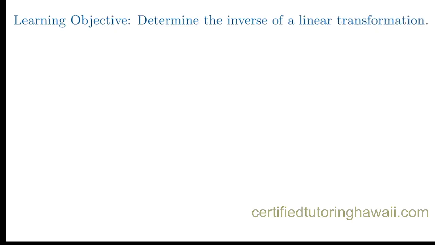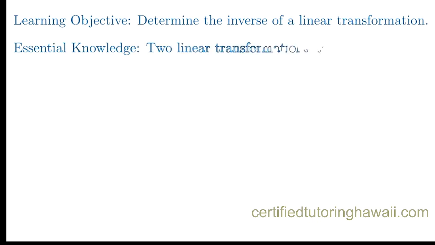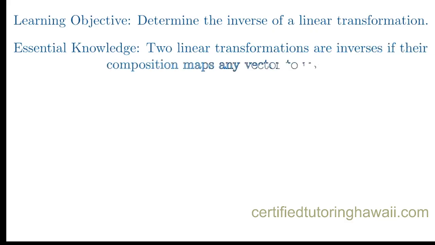The learning objective is to determine the inverse of a linear transformation, and we'll do this by finding the inverse of its associated matrix. Inverses allow us to undo a transformation. Two linear transformations are inverses if their composition maps any vector to itself. That is, if you do one transformation and then the other, the vector ends up right where it started. The composition gives the identity transformation. The identity transformation is represented by the identity matrix, I equals [1, 0; 0, 1]. Multiplying any vector by I leaves it unchanged. It's the matrix equivalent of multiplying by 1.